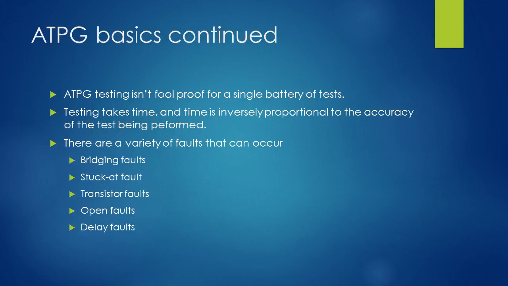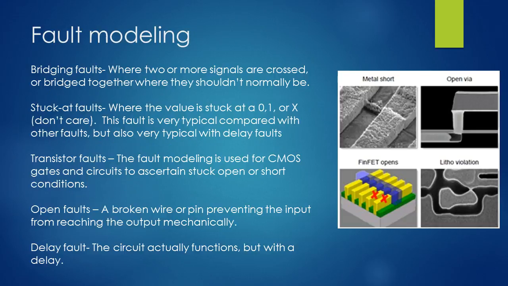ATPG basics continued. ATPG testing isn't foolproof for a single battery of tests. Testing takes time, and time is inversely proportional to the accuracy of the test being performed. There are a variety of faults that can occur: bridging faults, stuck-at faults, transistor faults, open faults, and delay faults. There are other faults to consider, but we will be covering just these 5 in this topic.